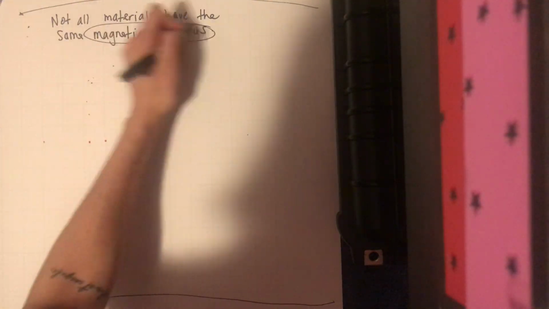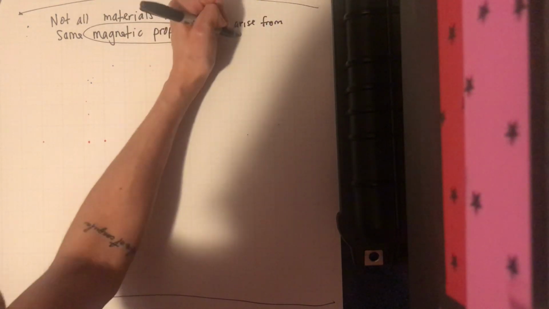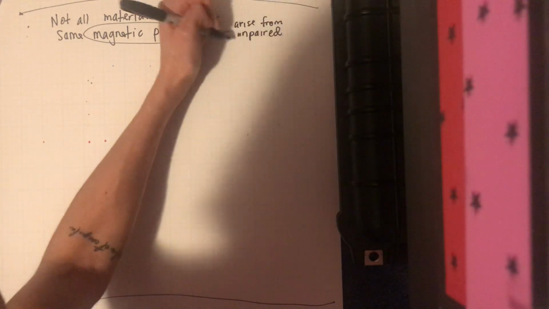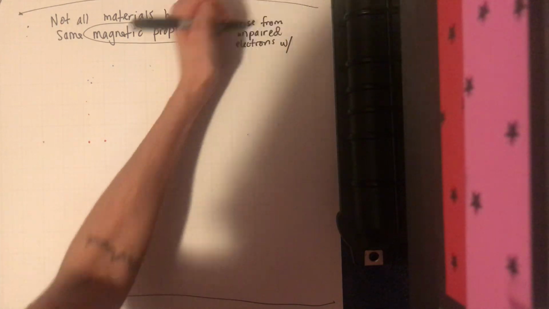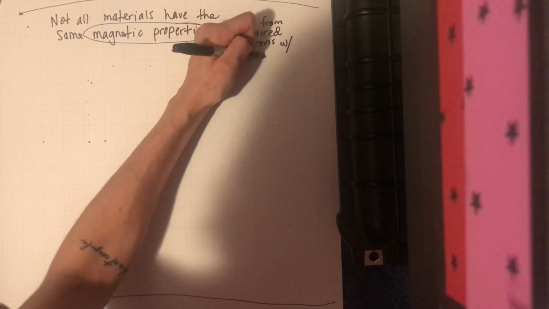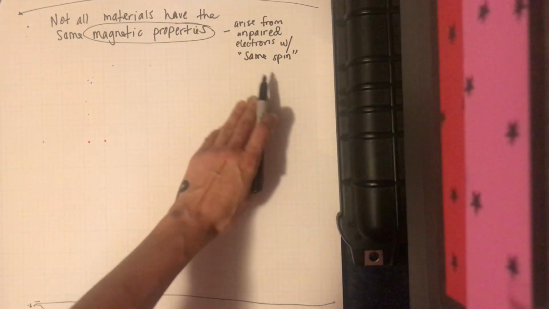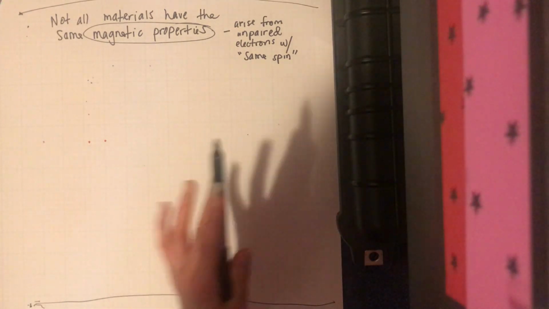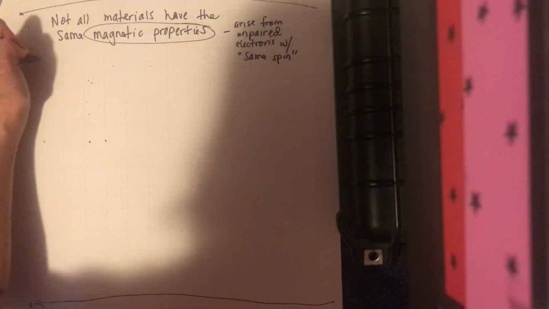We know that these magnetic properties come about due to unpaired electrons with the same spin or directionality. And that spin or directionality gives a polarity to these atoms. So there are different degrees of magnetism.